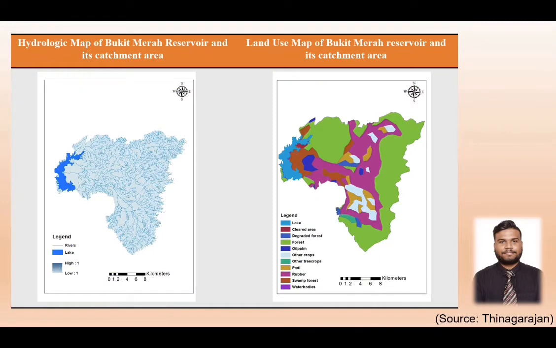On the next slide, you can see the hydrologic map and the land use map of Bukit Merah Reservoir and its catchment area. Based on the hydrologic map, it is obvious that Sungai Kurau has the largest catchment area. As for the land use map, 46.29% of the catchment area is actually covered by forest, while 42.80% of the area are agricultural lands that mainly consist of rubber and palm oil plantations.